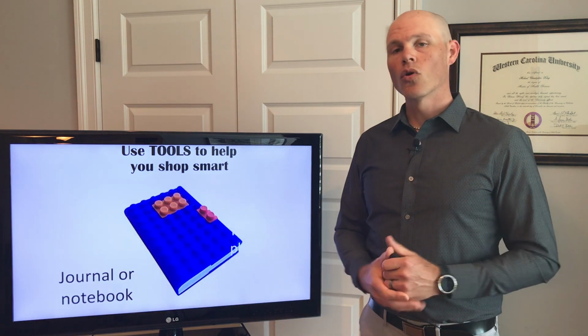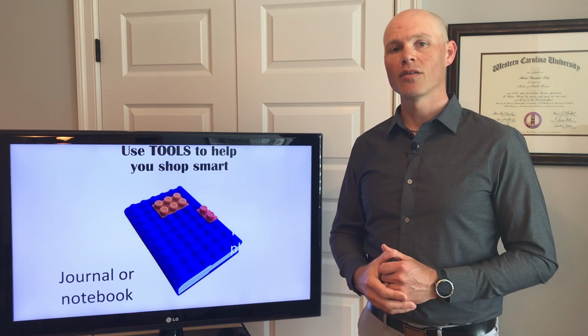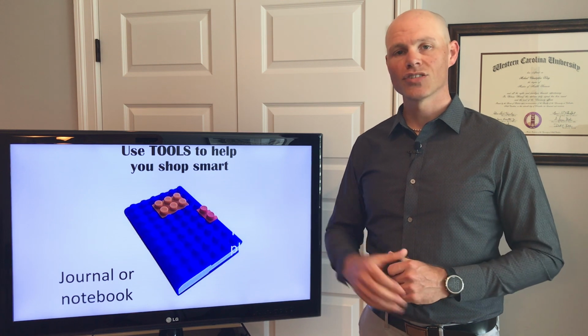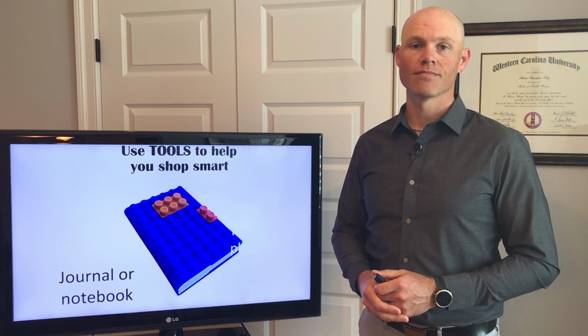Next, if you just want to go old school, you can just use a pen and a pad, write those items down by department, and get through there, checking those items off as you go. You can use that as your smart shopping list.